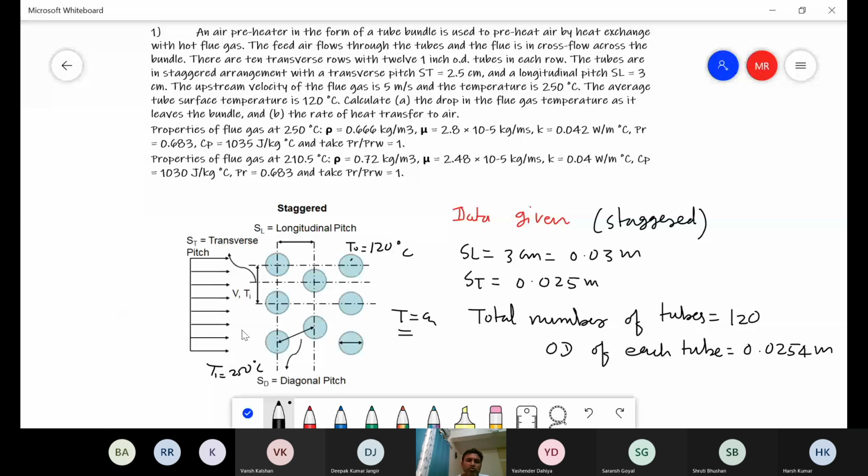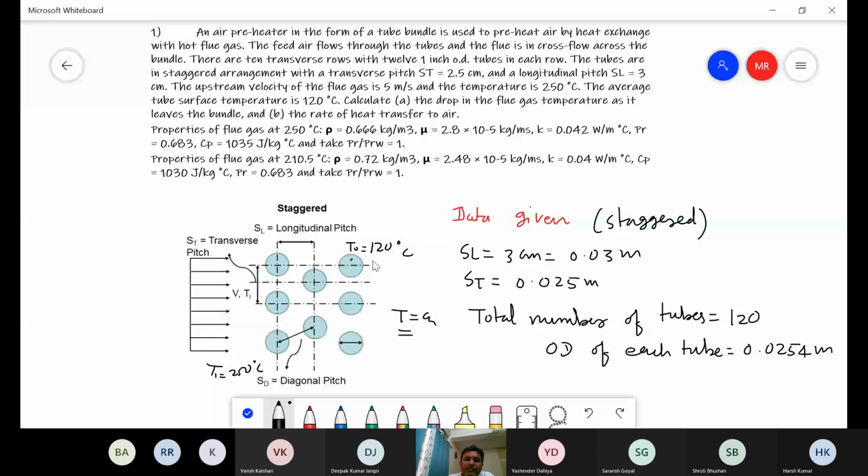Inlet temperature of the flue gas is 250. Outlet temperature of the flue gas we don't know. The temperature of the air which is flowing through each of these tubes is given as 120 degrees Celsius. So this is the information available with us. Okay. Now the important point to note here is that clearly the flow is across the tubes. That means forced convection is going to take place, isn't it? So whenever we are looking at forced convection, clearly in that case we have to look at the average fluid properties, isn't it?